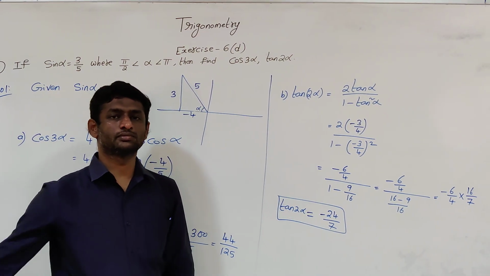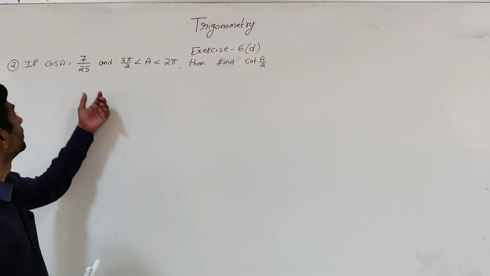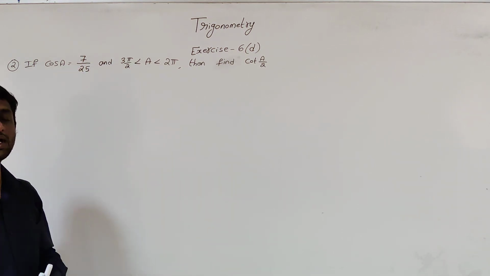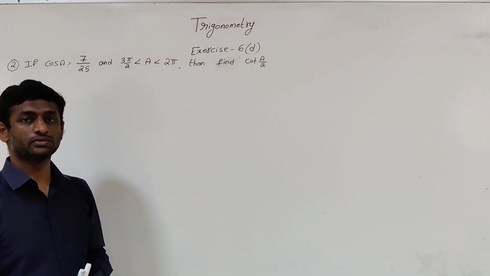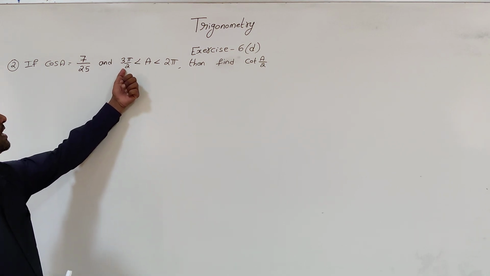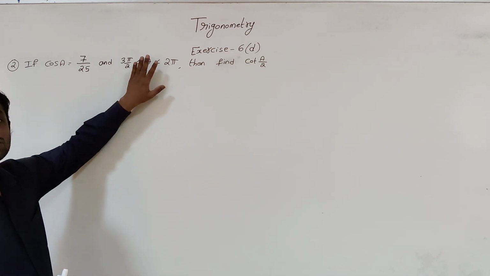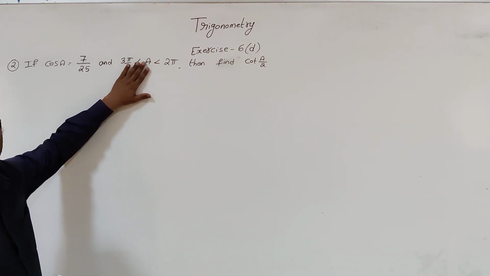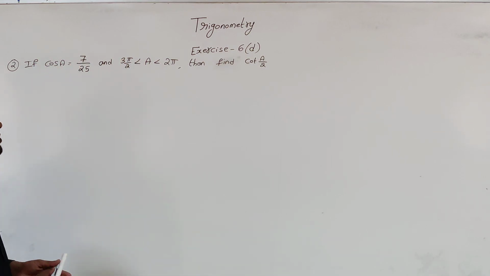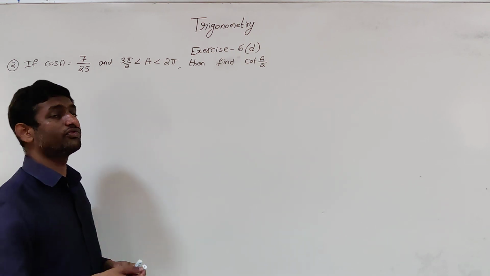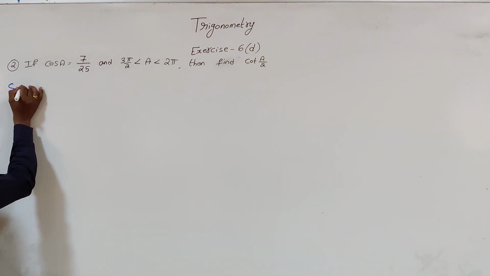Next problem. The problem is, if cos A is 7 by 25 and 3 pi by 2 less than A less than 2 pi, then find cot of A by 2. Means A lies between 3 pi by 2, means how many degrees? It is 270 degrees and 2 pi means 360. So the angle lies in the fourth quadrant. In fourth quadrant, cos A will have positive sign. So we'll see, he's asking to find what is cot of A by 2, means half of the angle. So solution.